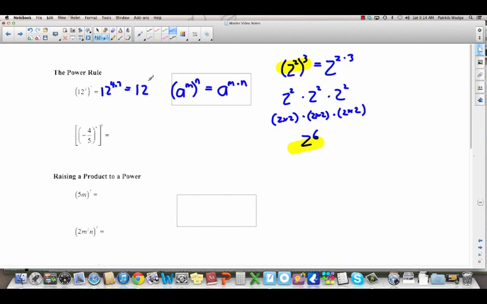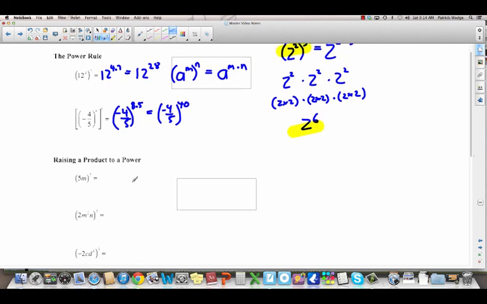We get 12 to the 28. If we have negative 4/5 as our base, we have to put it in brackets, and then we have 8 to the 5th power. Well, we go 8 times 5, so we get negative 4 over 5 to the 40th power. Okay, let's move to the next one, raising a product to a power.